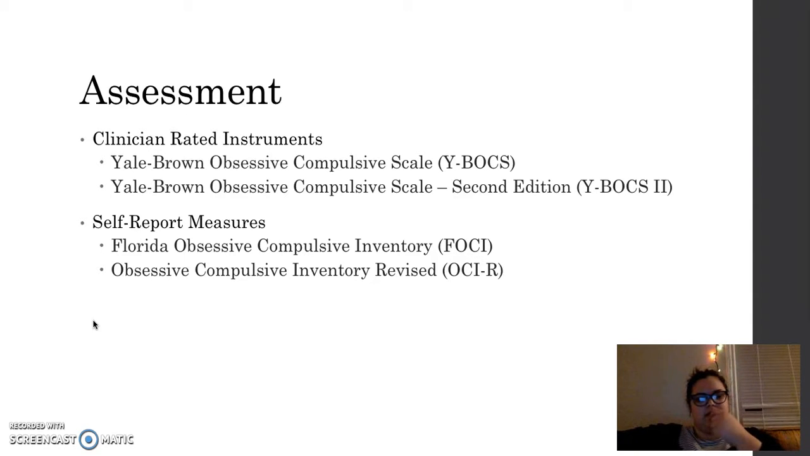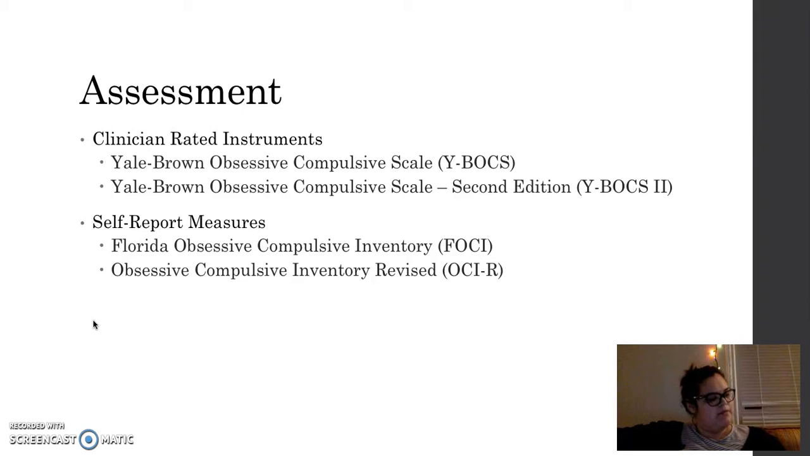And then there is the Obsessive Compulsive Inventory Revised. This is an 18-item self-report measure. It assesses distress associated with obsessions and compulsions, good internal consistency here, and pretty good short-term test-retest reliability. It does show pretty good convergence with other scales, especially the YBOCS, but it has poor discriminant validity in terms of depression, anxiety, and worry.